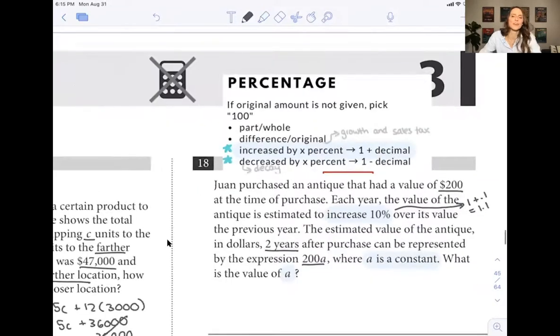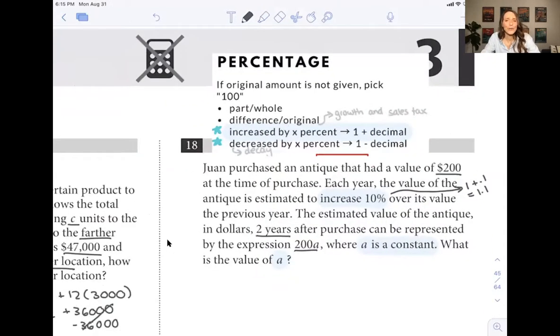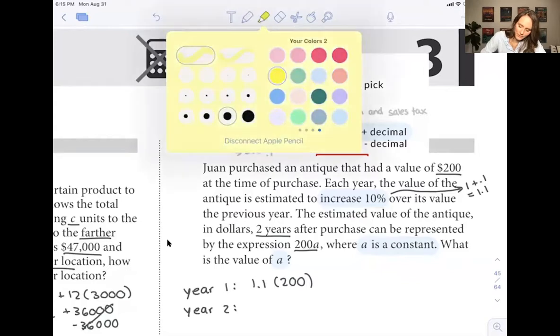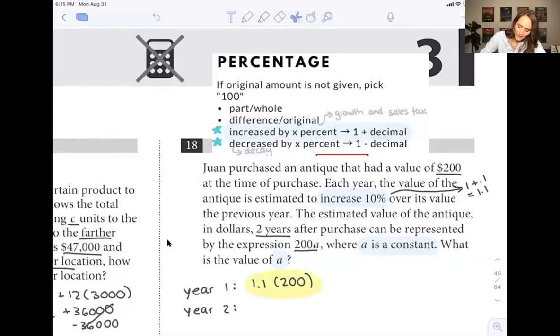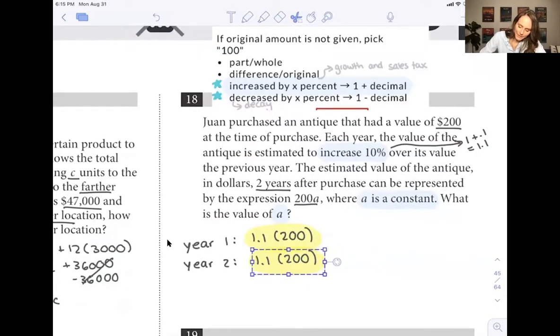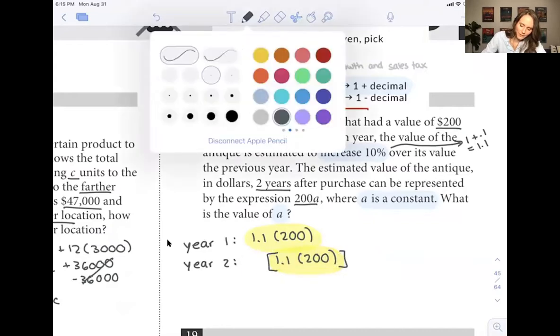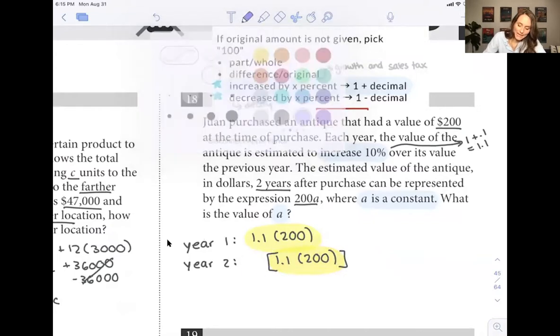So we have more than one year here. Organize your info, it just makes it exponentially easier. So whenever I have year 1, year 2, year 3, I'm just going to label it. For year 1, I'm just going to have 1.1 times 200. That's pretty easy. For year 2, my starting amount is year 1, but I need to multiply that by 1.1 again. Let me just move this over. Here we go. I'm multiplying that by 1.1 again for year 2.